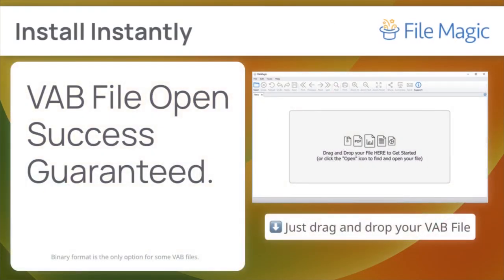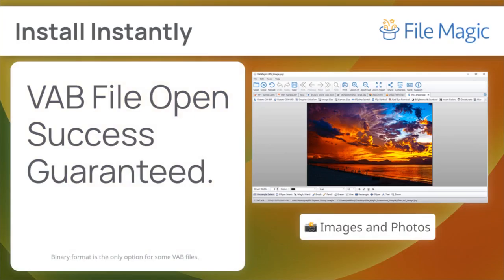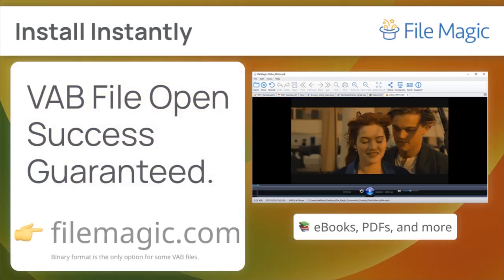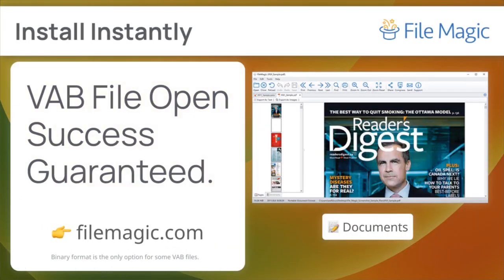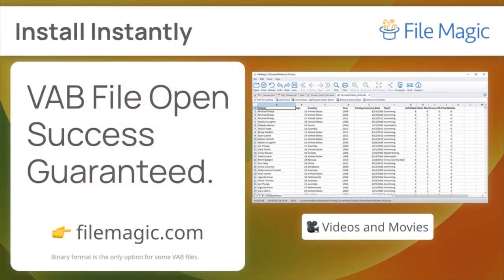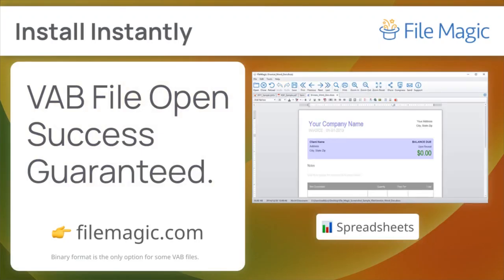When your file is still locked, it means the file's header or structure is truly obscure. Don't waste time. FileMagick is built for this. It opens hundreds of formats and can be found at filemagick.com.